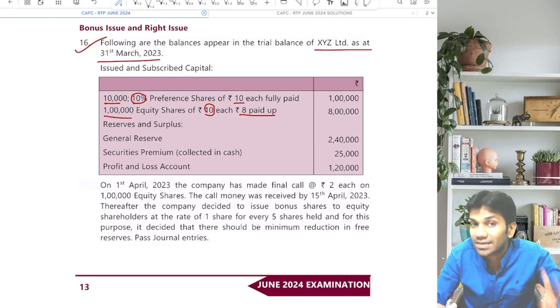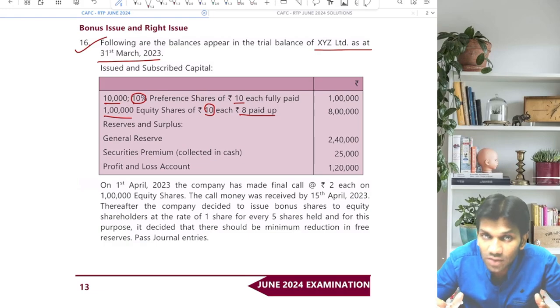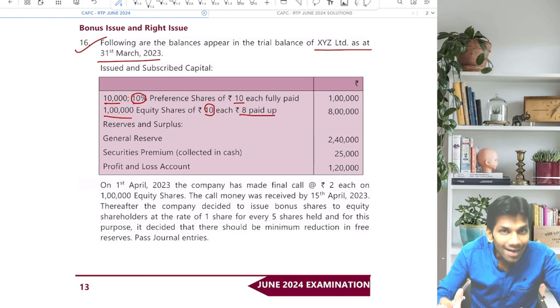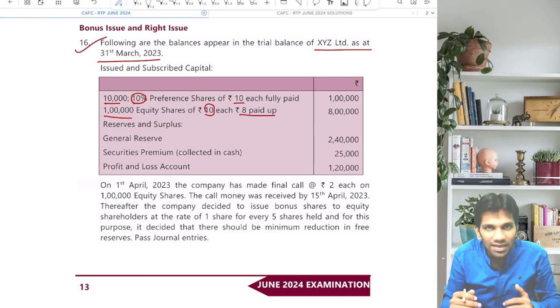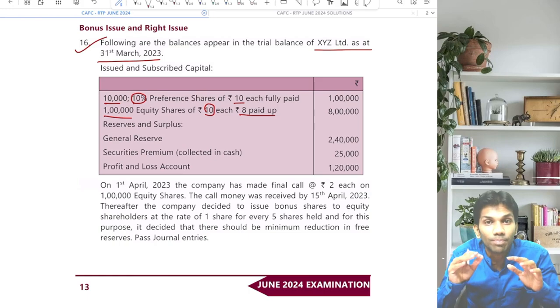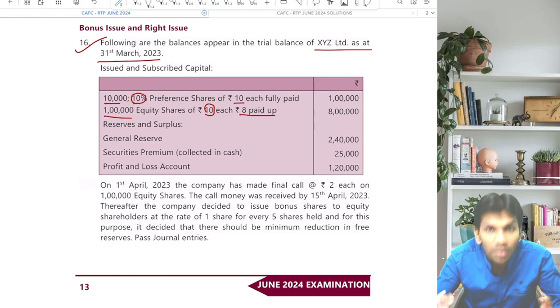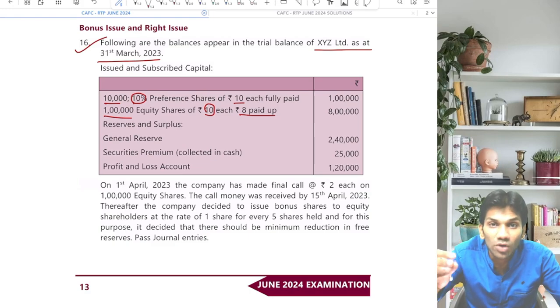Now what the Companies Act tells us, if there are partly paid up shareholders, you have to make a call, and whether the company is receiving a call or the company is treating that partly paid up shareholder as fully paid up by giving the same as bonus, that question will decide.